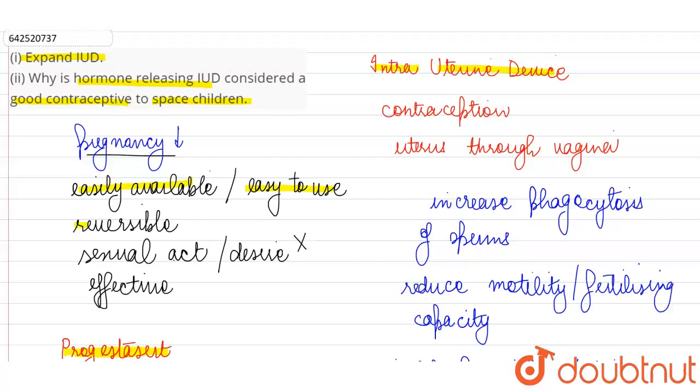It is very reversible. Generally married women who want to space children, so they don't want to terminate pregnancies forever, but they want proper space between two children. They can use these intrauterine devices. When the device is inserted, there's going to be no pregnancy, but once it is removed, the woman can conceive again. It is not going to interfere with the sexual act or desire in any way because it's inserted inside the body.